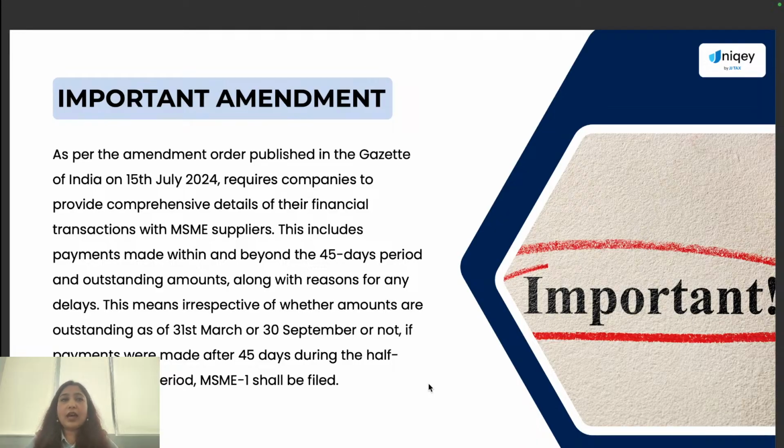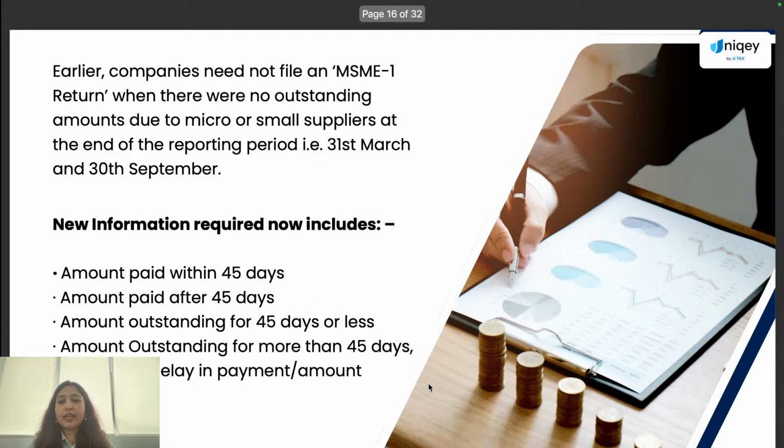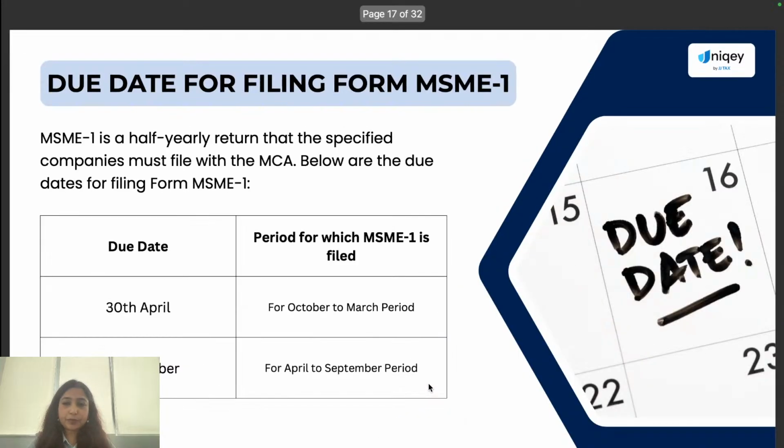Important amendment. Last year, there was an amendment in the form MSME 1. We have to put in some new information: amount paid within 45 days, amount paid after 45 days, amount outstanding for more than 45 days or within 45 days, and we have to give the reason for delay. Due date of filing of form MSME: it is filed on a half-yearly basis. We file the form two times in a financial year, that is for 30th April and 31st October.